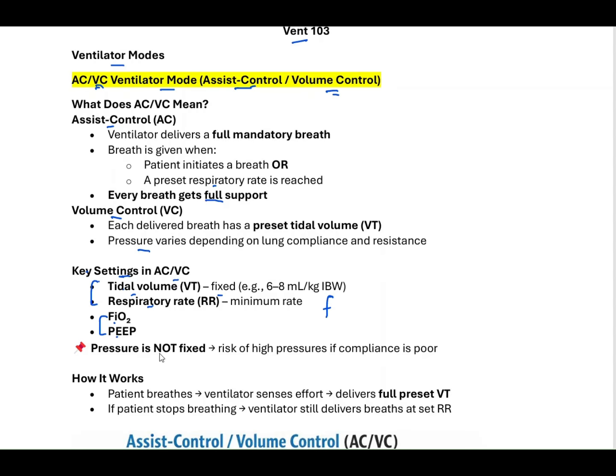And what's not fixed or what's not set is going to be your what? Your pressure. So pressure is not fixed. Of course, if the compliance of the lung is really poor and you put in a lot of tidal volume, that could make the pressure go up. So there's a risk of higher pressures if compliance is poor. So let's now look at how this works.